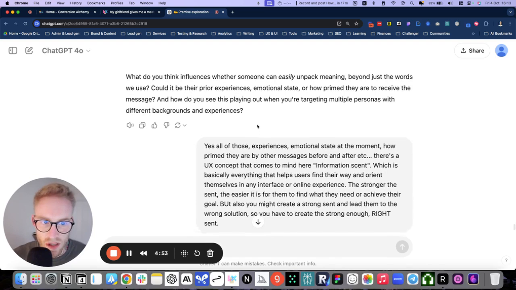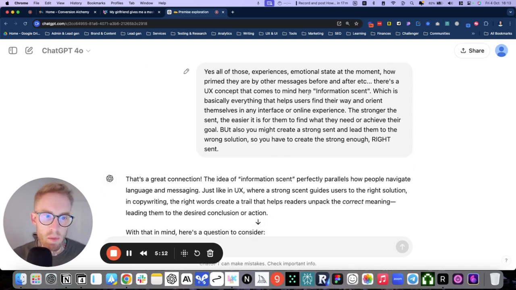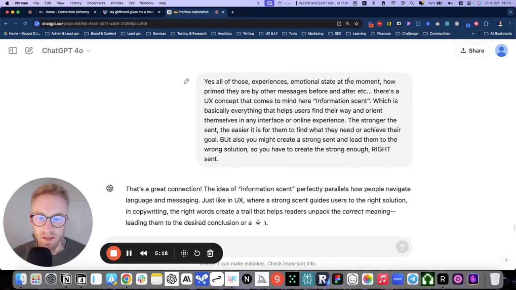Next, ChatGPT asked me, what do you think influences whether someone can easily unpack meaning beyond just the words? And I replied that what influences how people unpack meaning is experiences, emotional state at the moment, and how primed they are by other messages, which came to me at the time as similar to the idea of information scent that you will find in UX design. Obviously, your knowledge as you answer ChatGPT's questions is going to vary. You might not know certain things, but that's the beauty of it, right?